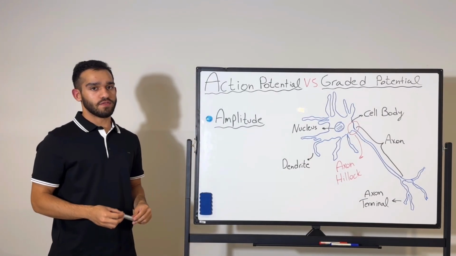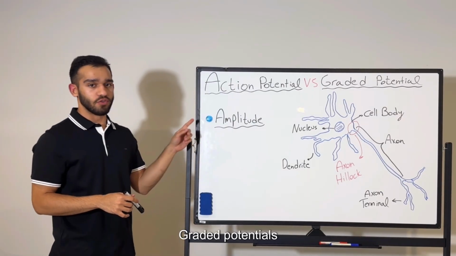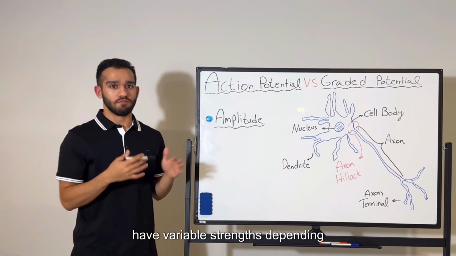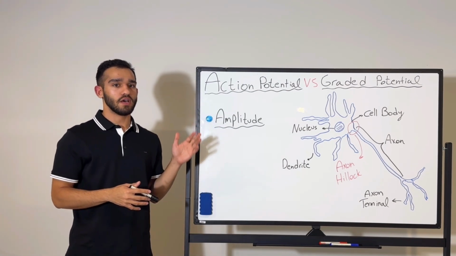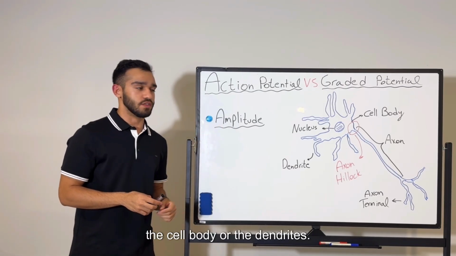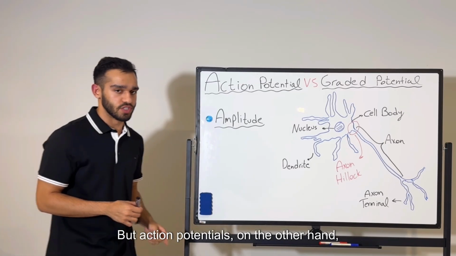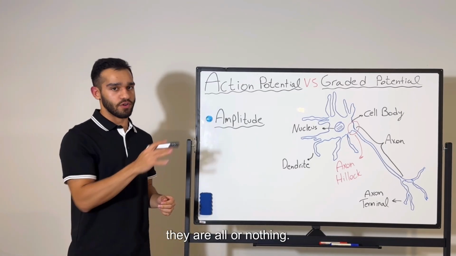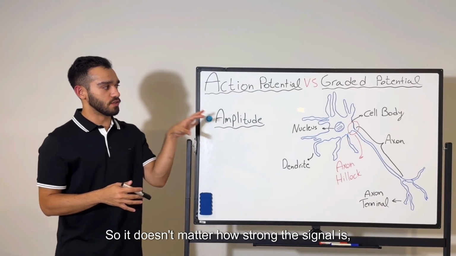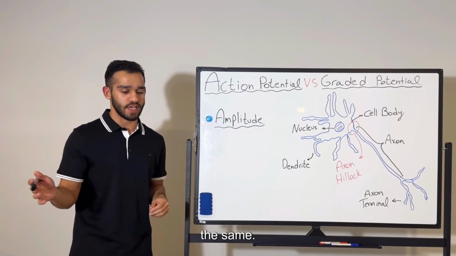So the strength of these potentials is the next thing that I want to talk about. Graded potentials have variable strengths depending on the amount of neurotransmitters that have reached the cell body or the dendrites. But action potentials, on the other hand, are all or nothing. So it doesn't matter how strong the signal is, the action potential is always going to be the same.